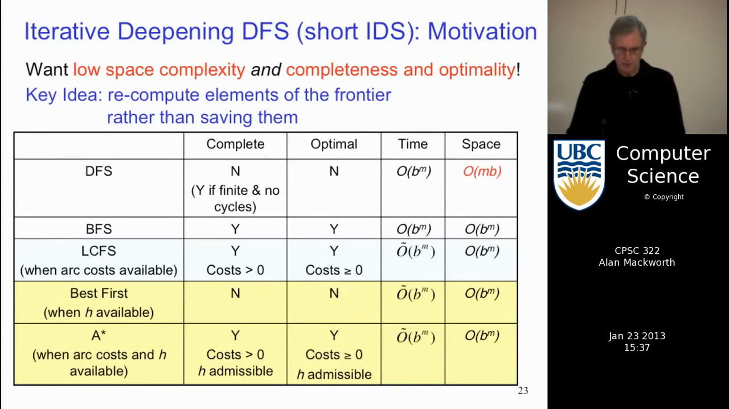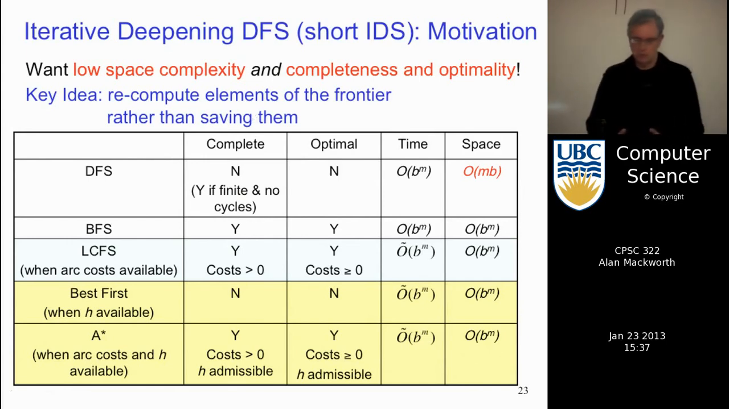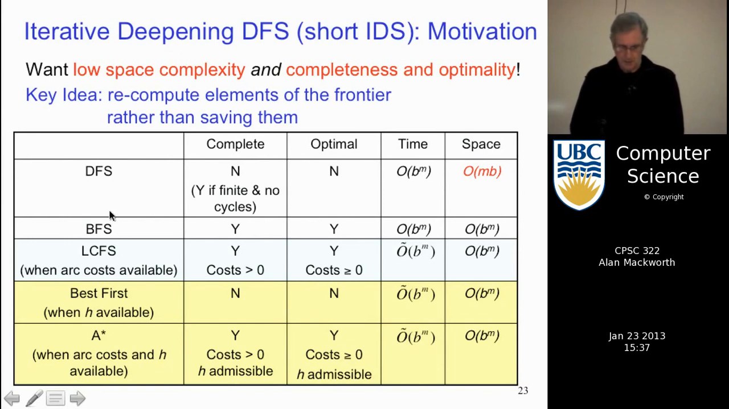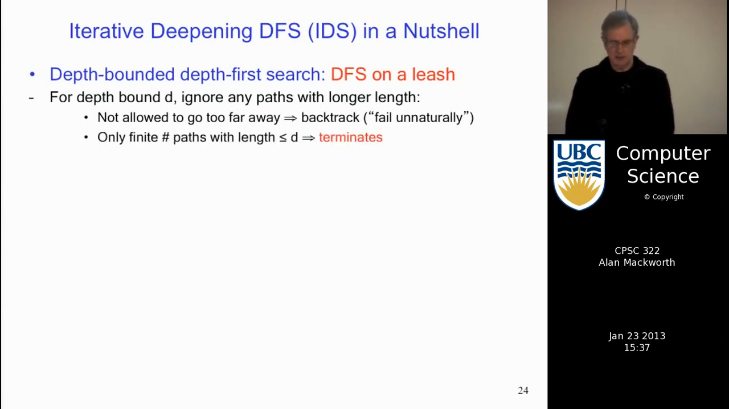Okay, so just a quick review of iterative deepening. Why do we want it? Because we want to have our cake of low space complexity along with completeness and optimality. And the key idea here is to recompute elements of the frontier instead of saving them, right? And if we use iterative deepening, then we change this to complete yes and optimal yes.